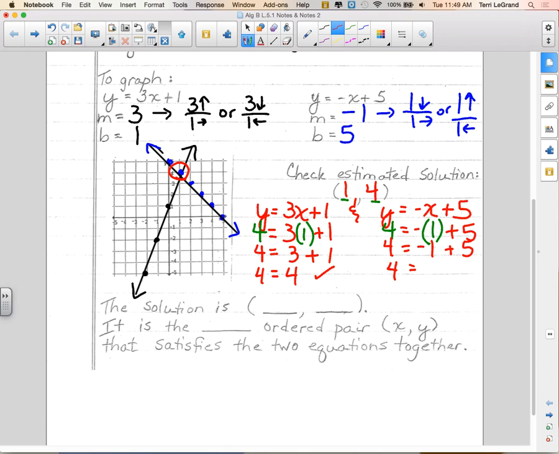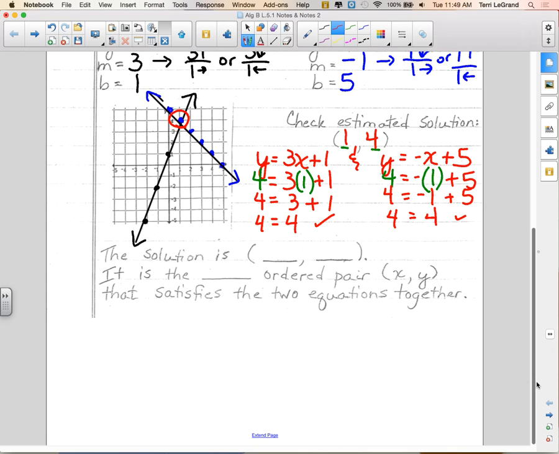What is negative 1 plus 5? 4. Because we want it to be, or because it really is? Because it really is, yeah. Okay, checks out in both of them? So to have good notes, we're going to say the estimated solution is, we checked it out, and now we're going to say the solution is. So in other words, our final answer will be an ordered pair. It's like our final answer. Here's what we believe the solution is.